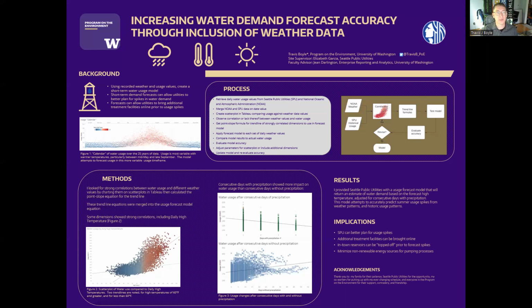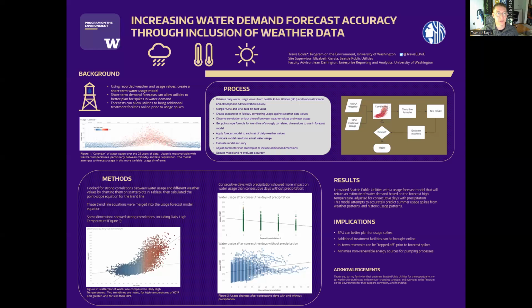Once I had built my combined weather and usage by day data set, I used Tableau to chart a series of scatter plots to look for trends and strong correlations between different weather values and water usage. One of the most immediate strong correlations found was between water usage and daily temperature.